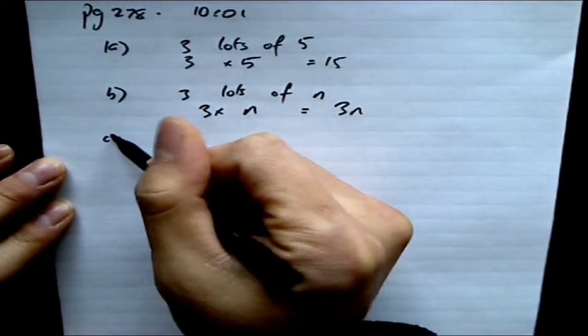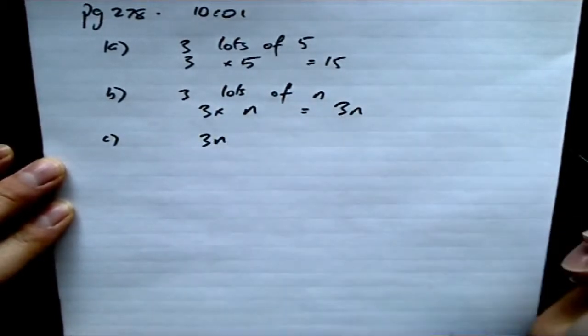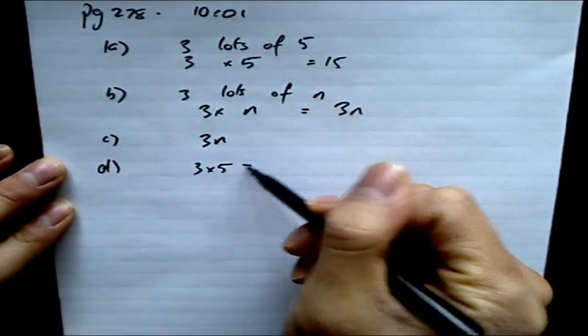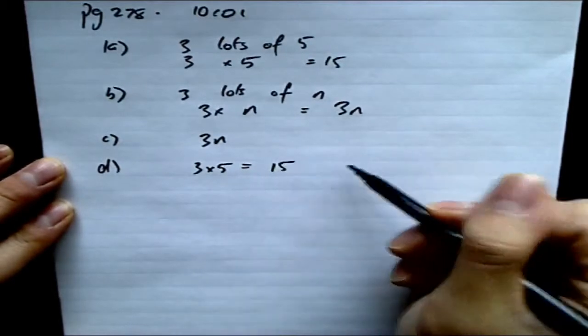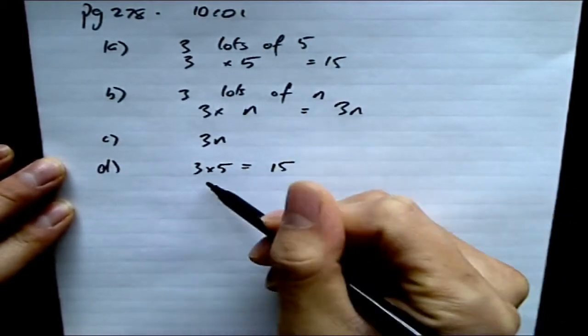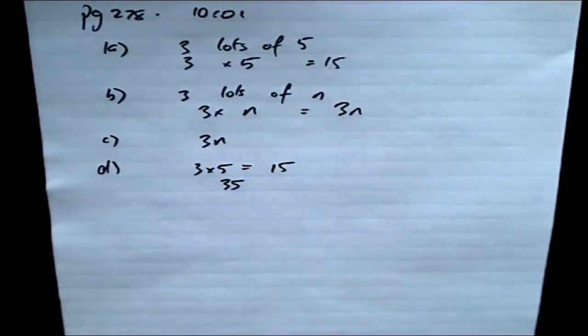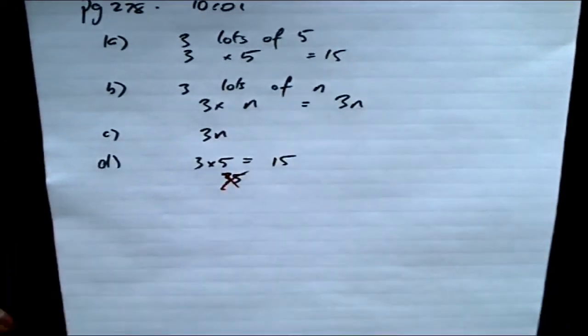So how can I do it in a shorter way? Well, 3n. Why can't 3 times 5 be written in the same way? Because 3 times 5 will turn out to become 15. You can't say 35. That's a big no-no, because 35 is 35, and that has nothing to do with 15. They're 2 separate numbers.